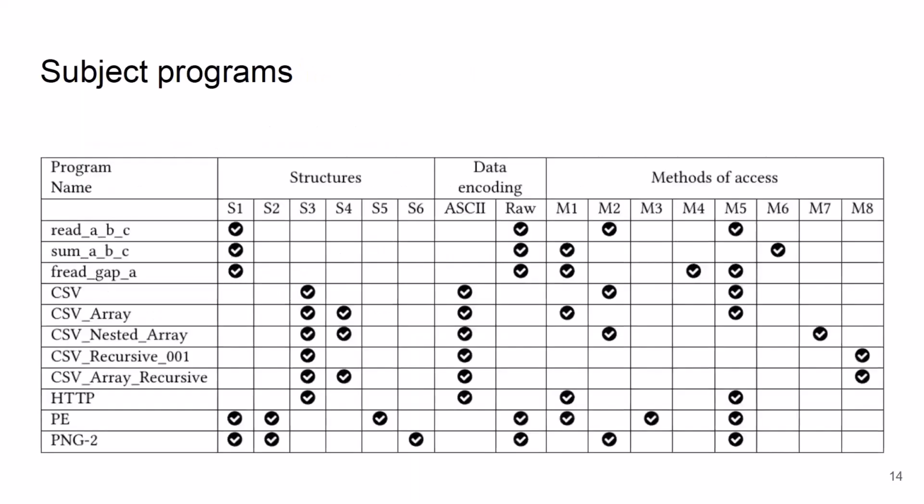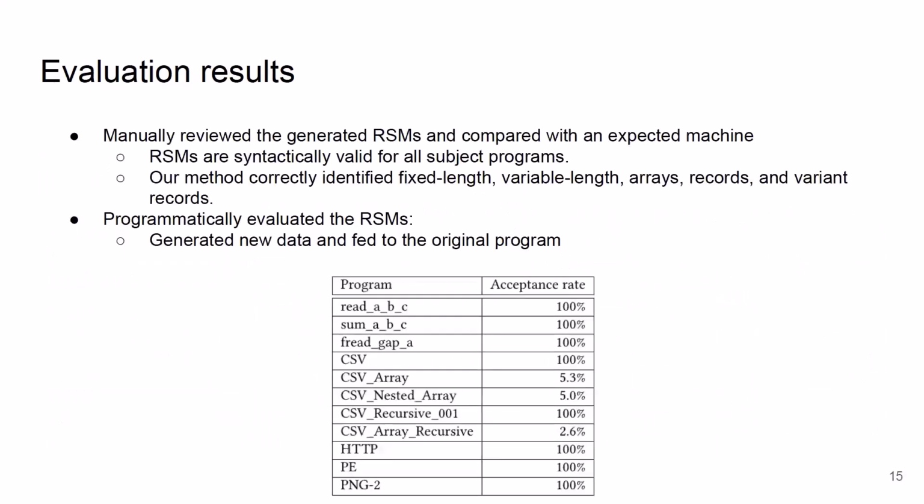When it comes to evaluation, we studied different data formats like PNG, PE, etc., and identified 6 structures in them. We also identified that they use 2 types of data encoding, ASCII and RAW. We also studied the source code of the programs that were processing these data formats, and identified 8 different methods of access. Using this combination of methods of access, we hand-created a few programs to demonstrate that we can recover the RSM of the input to these programs.